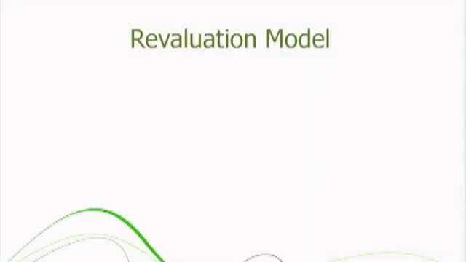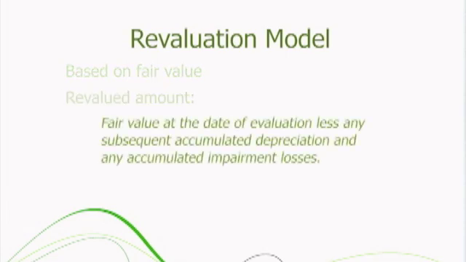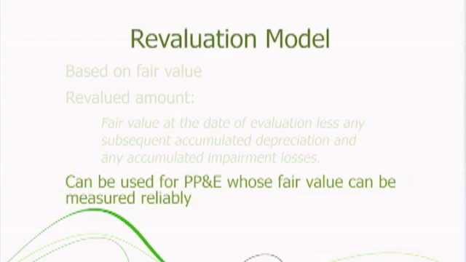The second model is the revaluation model, which is not in US GAAP. The revaluation model is based on fair value. The revalued amount is defined as fair value at the date of evaluation, less any subsequent accumulated depreciation and any accumulated impairment losses. It can be used for property, plant, and equipment whose fair value can be measured reliably.